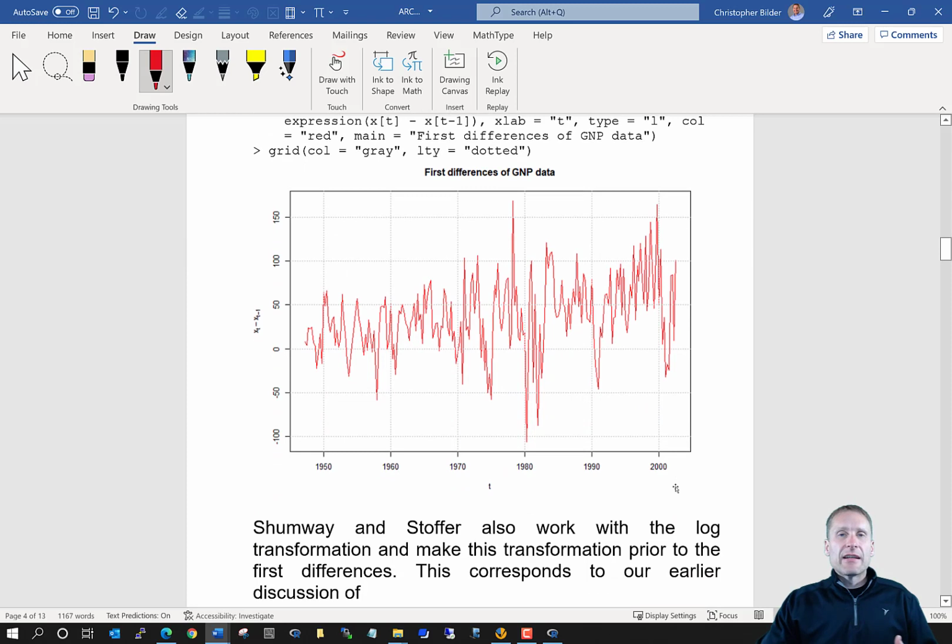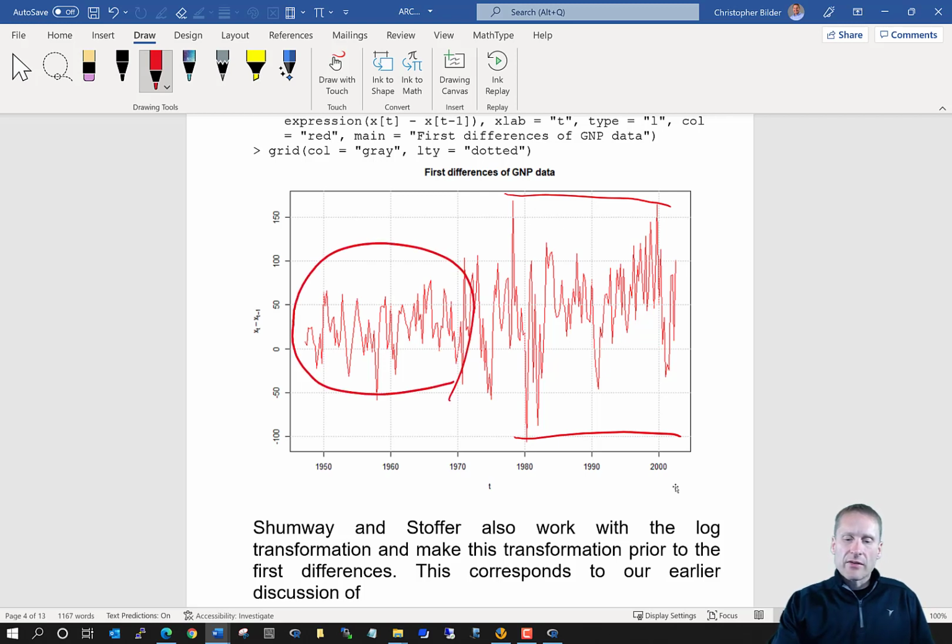And indeed it does. Now, from looking at this plot here, we can see that maybe the variability for this part of the time series is different from the variability in that part of the time series. So perhaps we do have non-stationarity in the variance, indicating that we need to fix this.